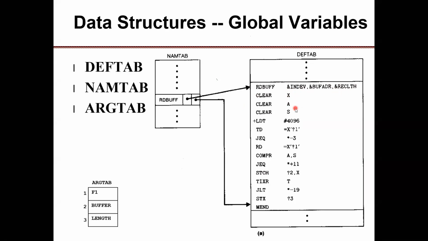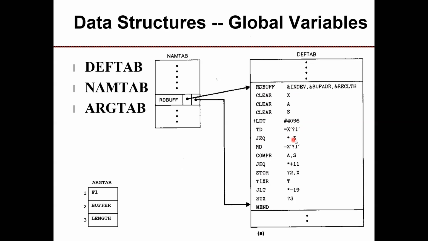We're going to clear these three registers, X, A, and S, load the T register with this immediate value, test device. Now here, we're going to look at using positional logic to say it's going to get substituted with whatever arguments at position 1. So that will be this in device will then get substituted here.